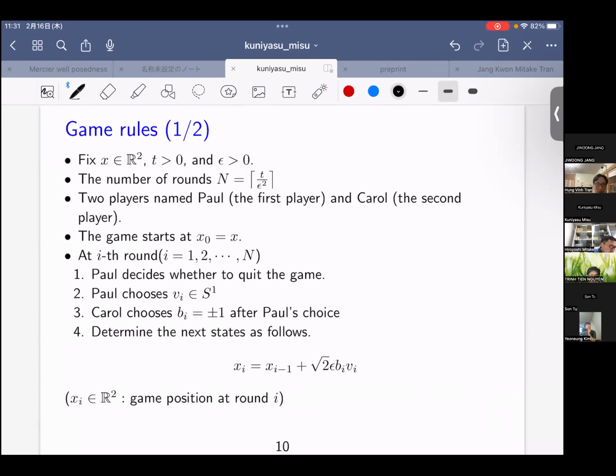If we consider that problem with driving force, then we should modify the game rule. When we consider driving force, Paul chooses an additional unit vector w_i, and the game system is modified. Like this one.